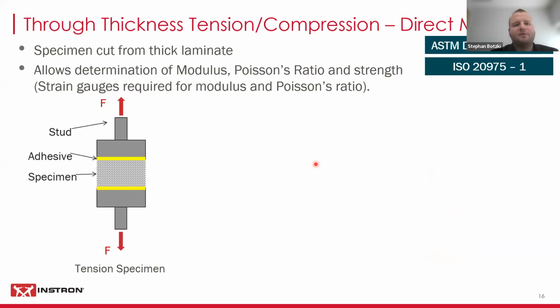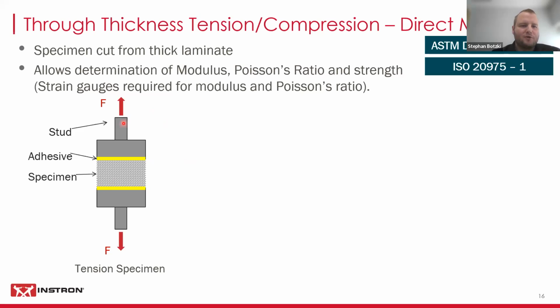Now, going into the through thickness direction here in tensile or compression with a direct method. Specimens are being cut out of thick laminates, and this way of testing allows you to determine the modulus and the Poisson's ratio, as well as the strength. If you need to determine your modulus and Poisson's ratio, you will have to use strain gauges for this, because the specimens are pretty small. Like, you won't really be able to attach something like an extensometer on there.